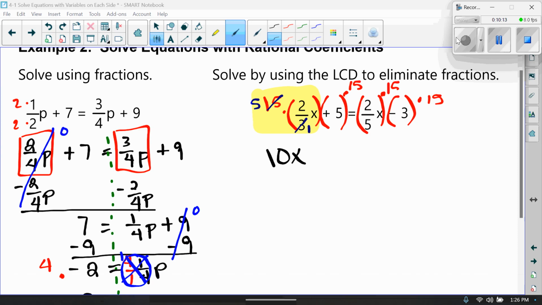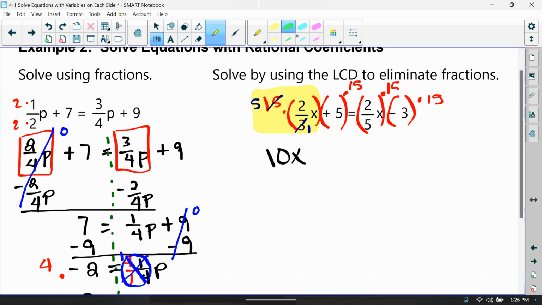So the next term, I'm going to highlight it. It's this one. This one is just multiplying, right? So this is a positive 5 times 15, which is 75. So this is going to be a plus 75 equals, and now here comes the next term right across from the equal sign. We've got a 5 in the denominator and a 15 in the numerator. So 5 divided by 5 is 1, and 15 divided by 5 is 3.